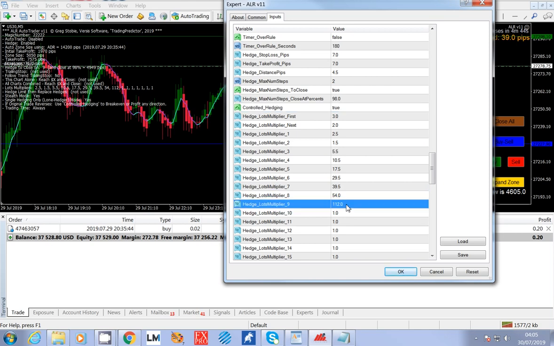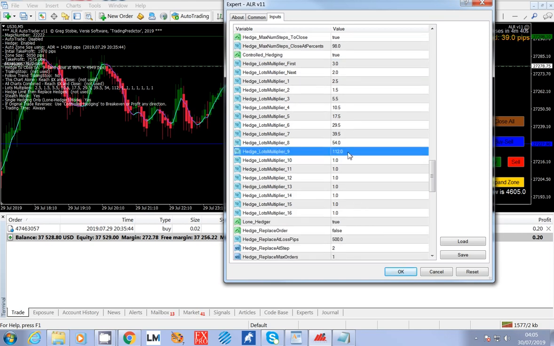You see, I've not gone past 9 because it never really goes past 9, so why bother putting multipliers in here? I don't want to ever reach this number. It very rarely does, but that's why it's up to there.